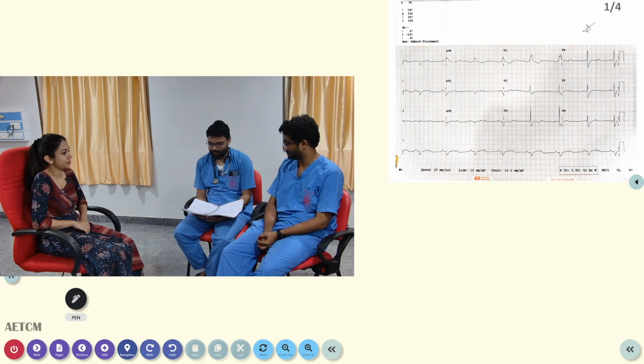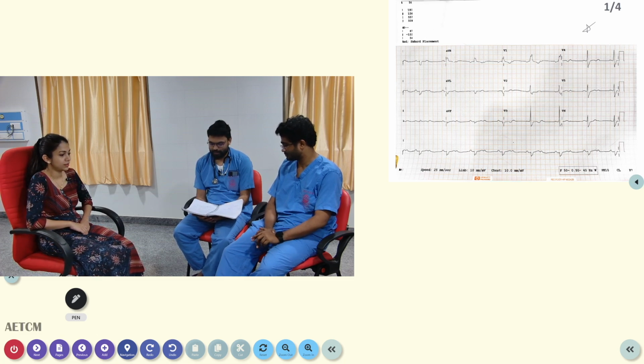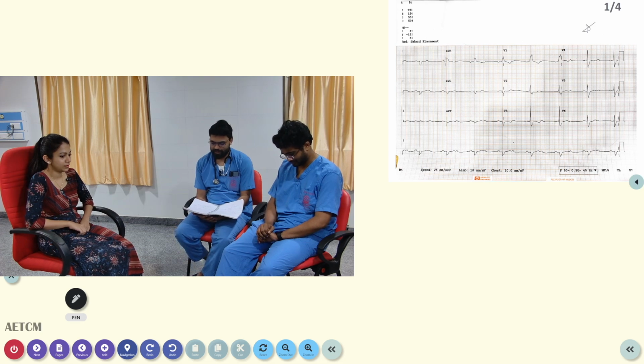A 54-year-old male presented to the ER with complaints of heaviness of chest since 6 hours. On our initial 10-second assessment, the patient was conscious and oriented. Coming to primary survey, airway was patent. Coming to breathing, respiratory rate of 25 per minute, saturation of 97% in room air.